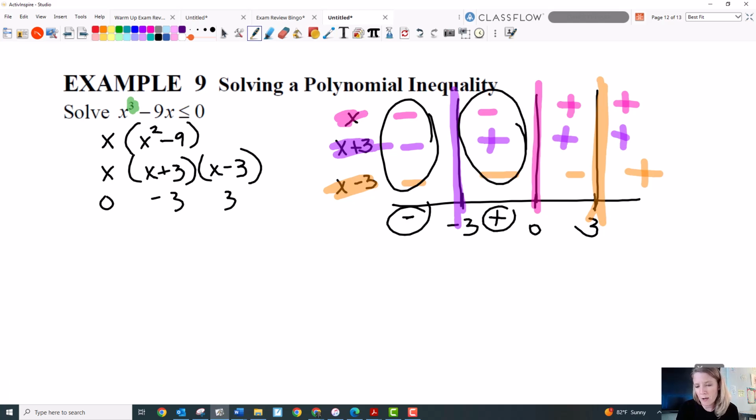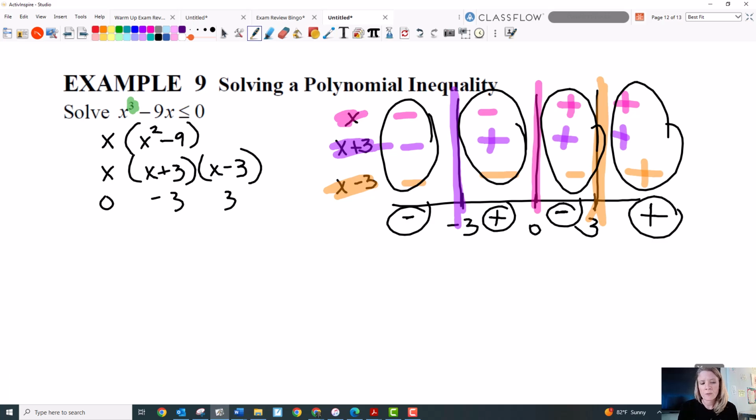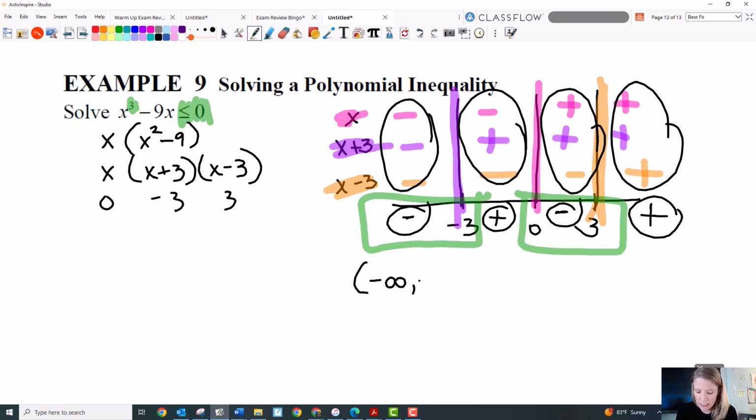2 negatives make a positive. 1 negative makes a negative. 3 positives make a positive. So what am I looking for? I'm looking for less than or equal to 0. That's my negative answers. So that's going to be negative infinity to negative 3, bracket, because, sorry, it has a line, and then 0 to 3. Okay, I think that's all of that one. Sorry, it's a little longer.